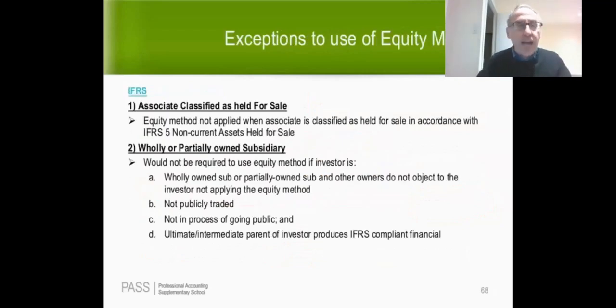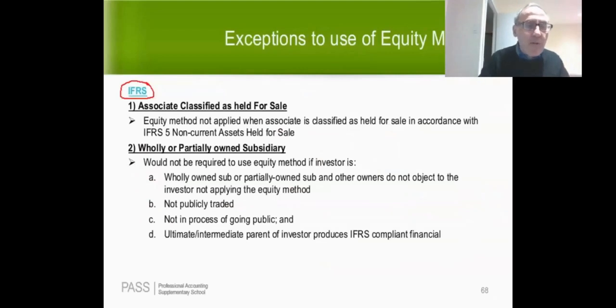Exceptions to the use of the equity method. And again, what I'm going over now is specific to IFRS. Associates classified as held for sale. Equity method would not be applied when an associate is classified as held for sale. Instead, we would value the associate based on fair value less cost to sell. That's how you account for an asset held for sale. But we would not use the equity method.